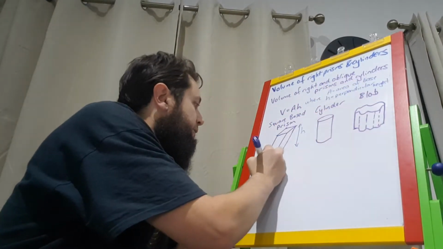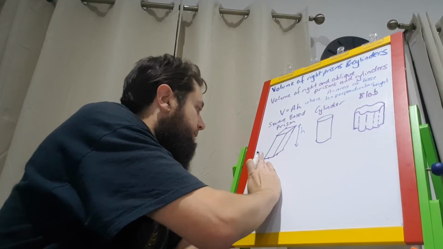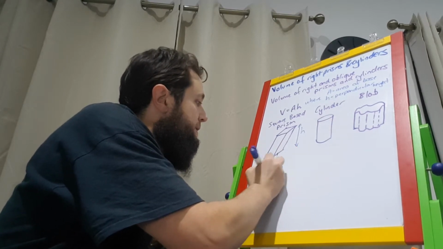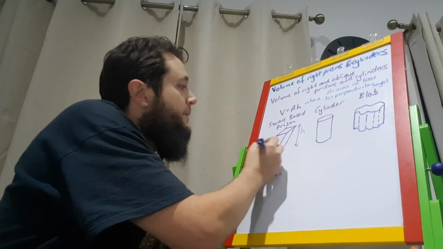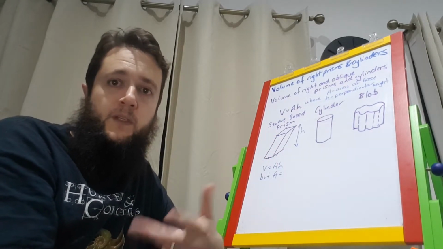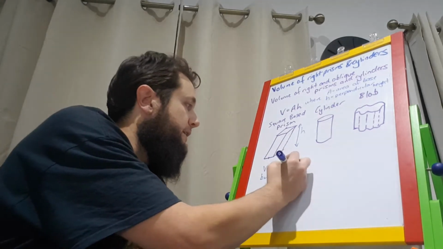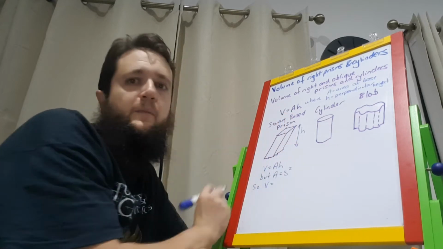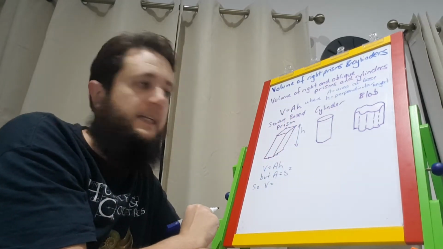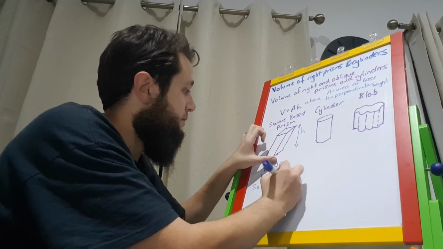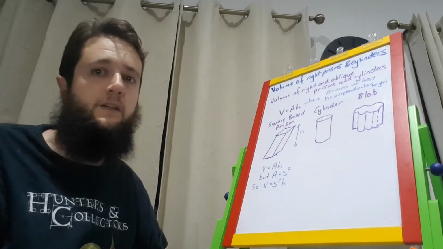In this case, for example, volume is AH, but what's the area of the base? The base is a square. What's the formula for the area of a square? You should be able to tell me that's S squared. So in turn, I can write the volume of a square-based prism like that as being S squared times H, whatever the height is.